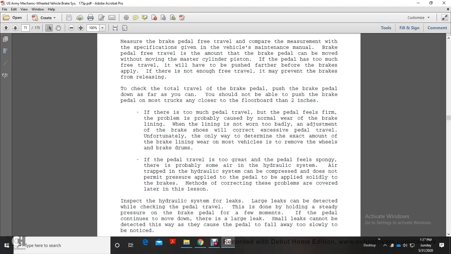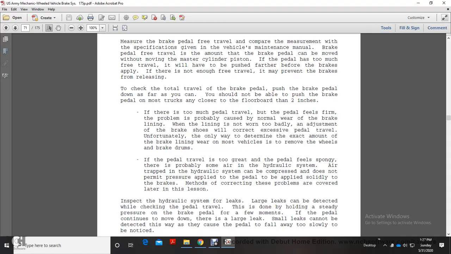Check the total travel of the brake pedal. Push the brake pedal down as fast as you can. You should not be able to push the brake pedal any closer to the floorboard than 2 inches on most trucks. If there is too much pedal travel, the pedal feels free, probably because of normal wear of the brake lining, or the lining is worn too badly. Adjusting the brake shoes will correct excessive pedal travel.